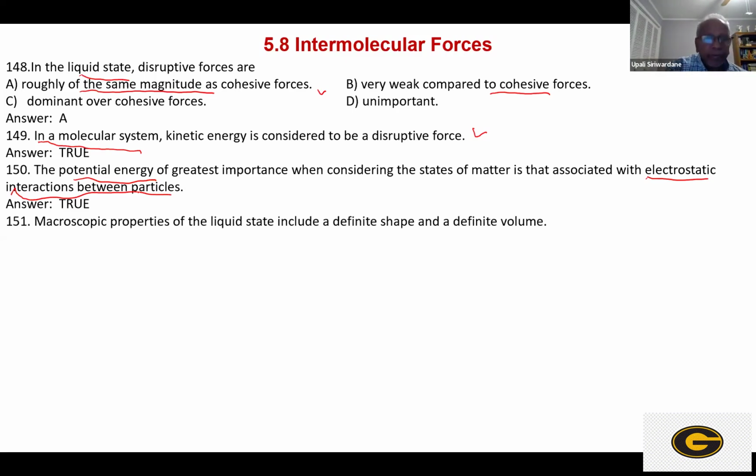The macroscopic properties of the liquid state include, this is the state of matter question, liquid state has a definite shape and definite volume. That's not true. Definite shape and definite volume is solid.